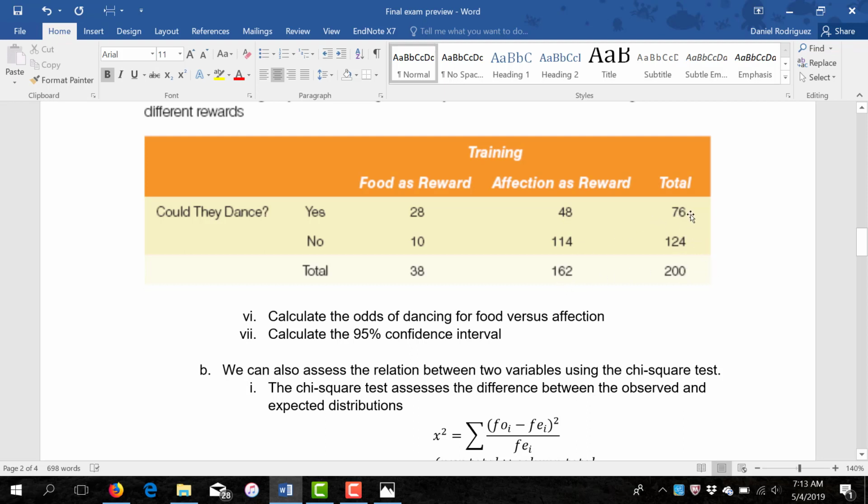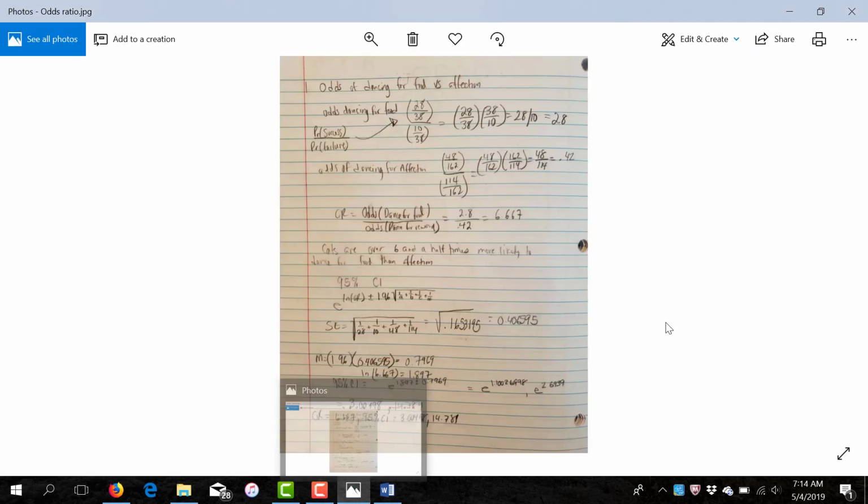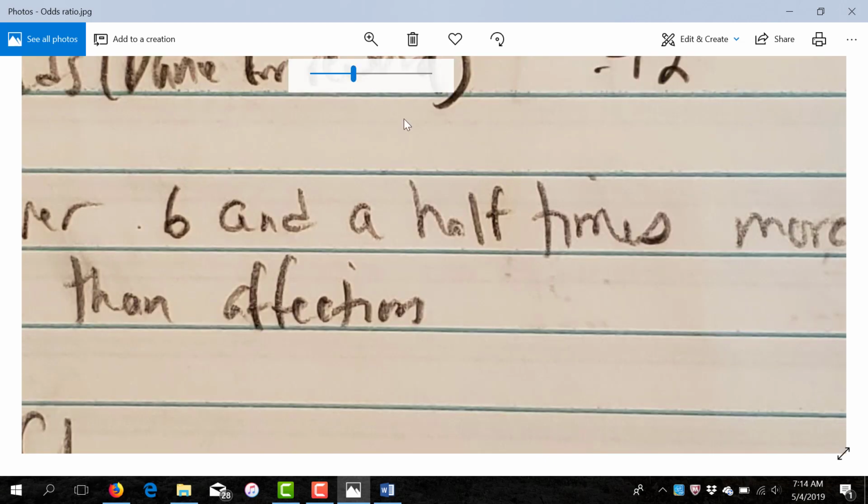These are totals, like this is the total that could line dance, the total that could not line dance, the total that received food as reward, and the total that received affection as reward. So that's the key here. Okay, so you want to maybe take a picture of this, or save it so you can actually know what I'm talking about. And I'll go back and forth, I guess. All right, so let's go to my picture here, and let's see if I can enlarge this a little bit. There, ooh, that's too large, huh?